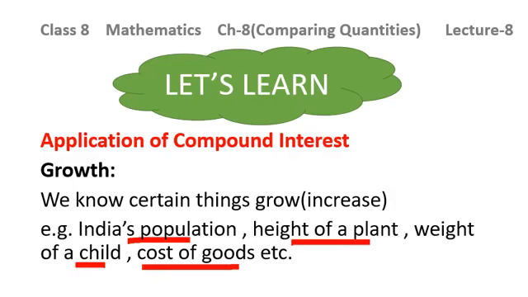So, of the applications of compound interest, we are studying the growth application. We see certain things grow or they increase. That is India's population, we have seen the example. India's population, height of a plant also increases when we take good care of that plant. Weight of a child also keeps on increasing, and likewise we have another example, that is cost of goods also increases.